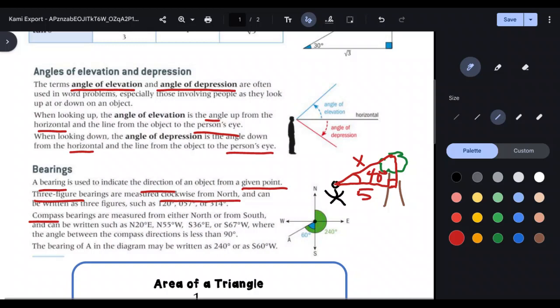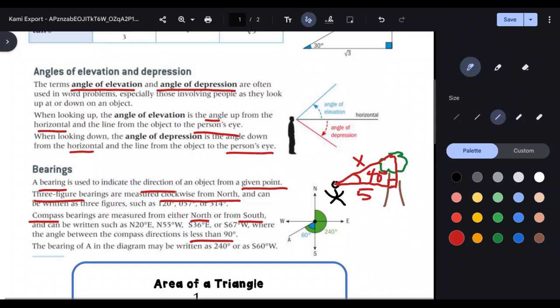On the other hand, compass bearings are measured from either north or south, and can be written such as N 20 degrees E, which would be translated to north 20 degrees east, or 20 degrees east of north, and so on, where the angle between the compass direction is less than 90 degrees.